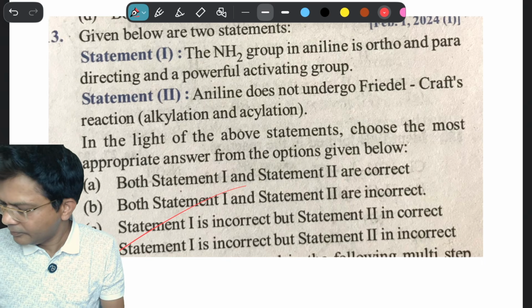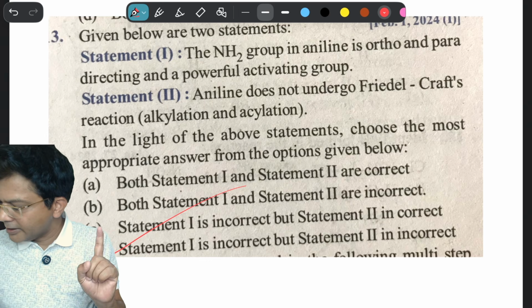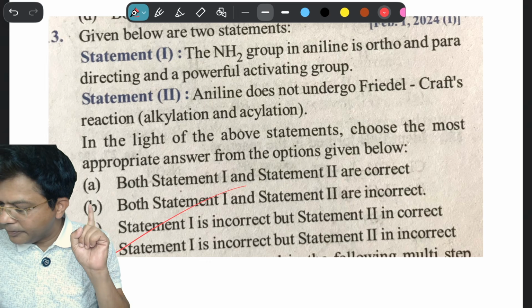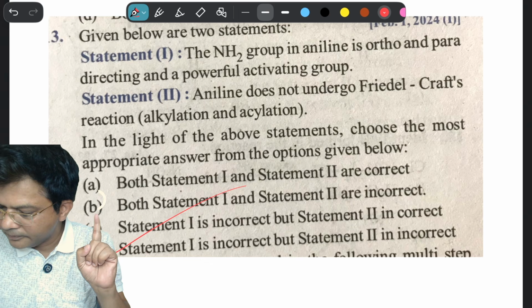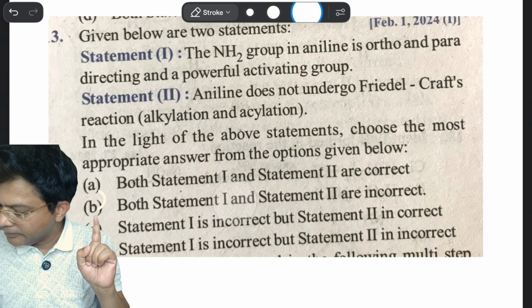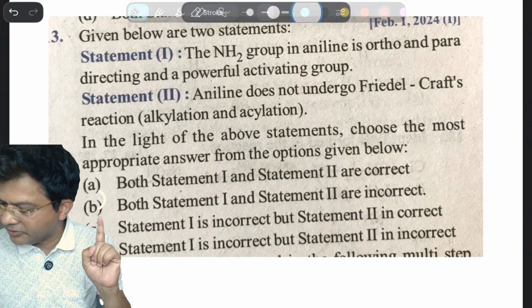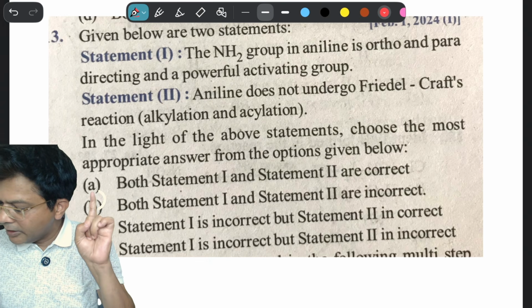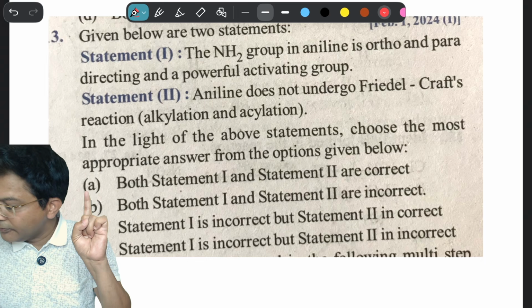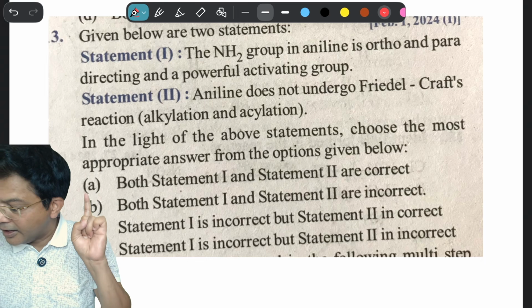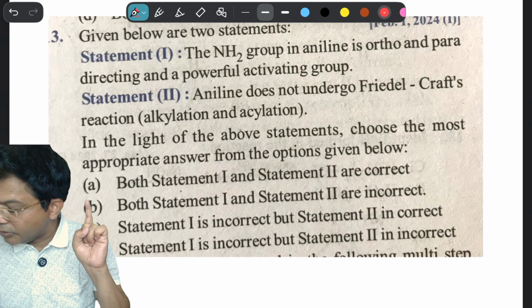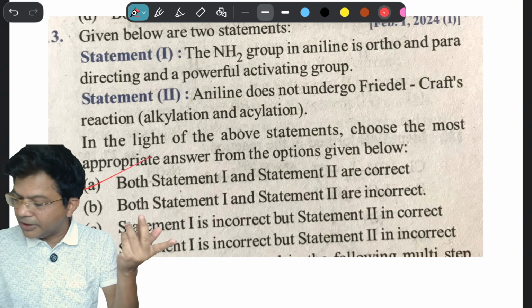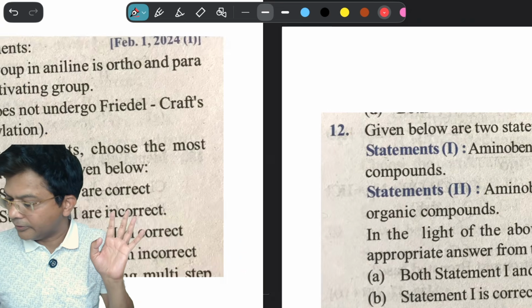Wait. Both are correct. Correct answer should be A. Third question's correct answer should be A. This is wrong. Not D. My team has made a mistake. State both statements in the light of the above, choose the most appropriate answer. Both statement 1 and 2 are correct. Both statement 1 and 2 are incorrect. Statement 1 is incorrect, so both statements are correct, but the explanation they are not talking. First will be the correct answer.